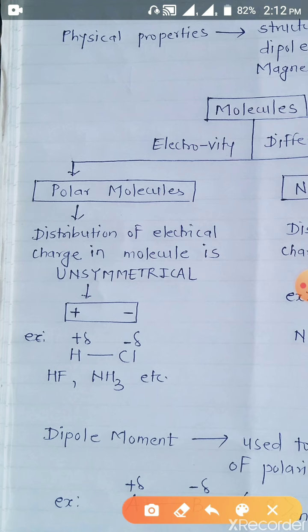Here you can see that there are two poles, one positive and one negative. In the example of HCl, you can clearly see that Cl carries a negative charge and hydrogen carries a positive charge, just because chlorine is more electronegative than hydrogen. In the same way, we can explain HF and NH3. Fluorine will carry a negative charge and hydrogen a positive charge. In ammonia, nitrogen is more electronegative, hence it will carry a negative charge and hydrogen will carry a positive charge.